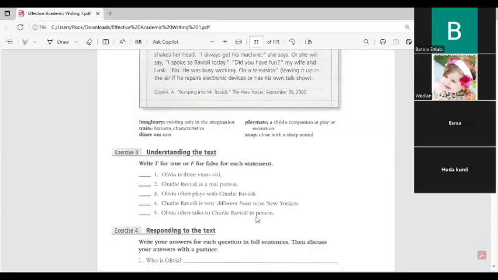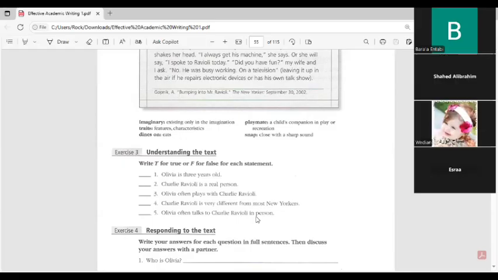Yes, go ahead, Doctora. General Revel is a real person. False. He is not a real person. Yes, thank you. Very good. Number 3.